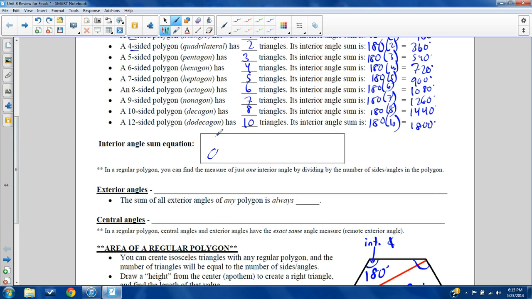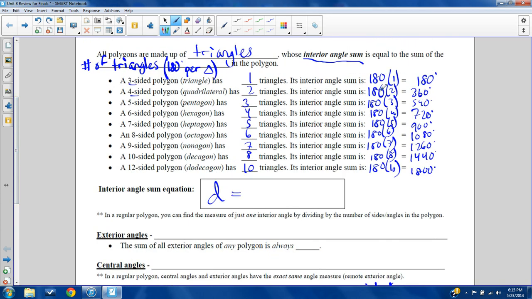But here's the equation. D, which is the sum, the number that you want, equals... Notice what we did each time. We did 180 times what? The number of triangles in the polygon. Now, the number of triangles is the number of sides minus 2.